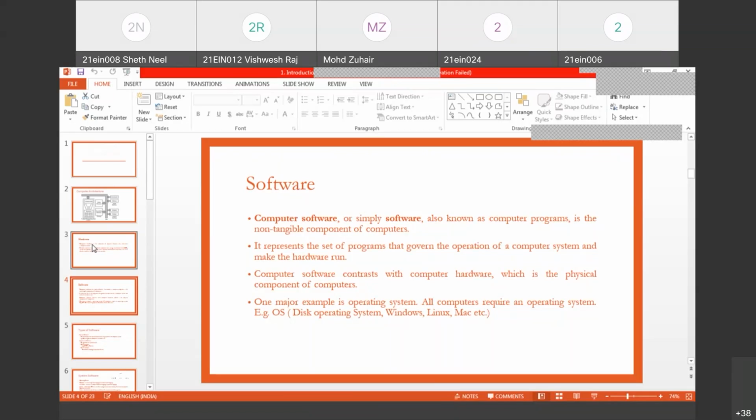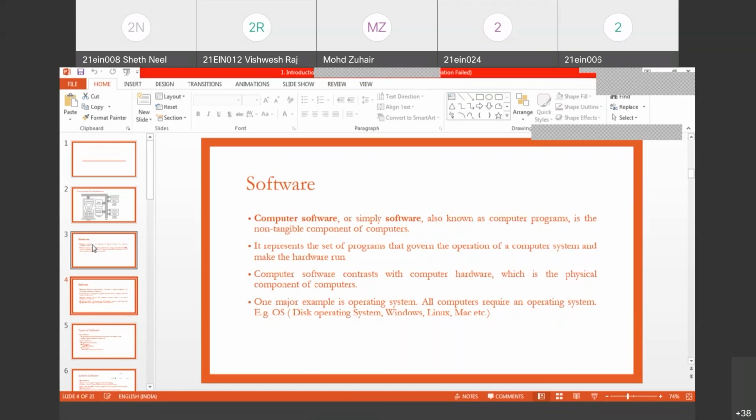Okay, so the basic difference between software and hardware is tangibility. Hardware is tangible, software is not tangible. It represents the set of programs that govern the operation of the computer system and make the hardware run. The basic example of software is what we are using, the operating system. Without an operating system, your system will not be able to operate in an efficient way.